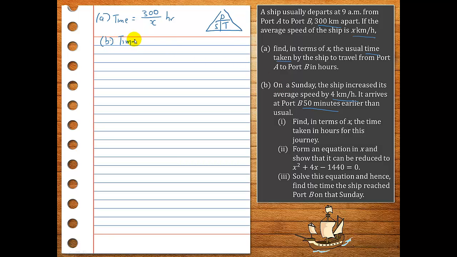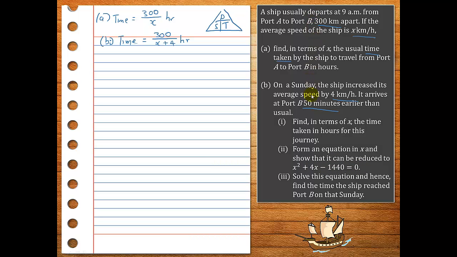The time taken will be equal to, what is the distance? Yes, the distance remains unchanged. It is still 300 kilometers. And what is the speed? The speed is now x plus 4. And hence this is B part 1. Now, B part 2 asks us to form an equation in x and show that it can be reduced to x squared plus 4x minus 1440 equals 0.